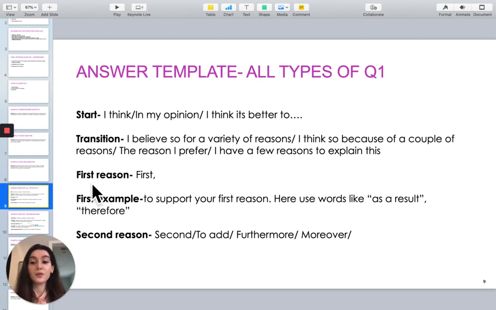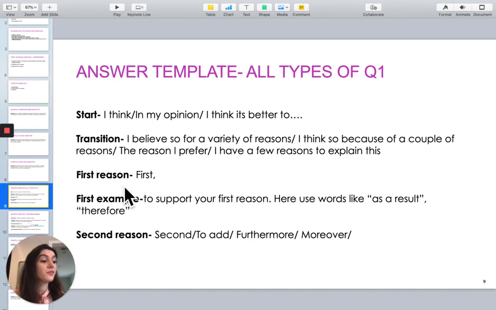Then you're going to give your first reason by saying something like first, or you can say just start with your reason. It's totally fine. Then you're going to give your first example. Remember, now this first example that you are going to give is going to support the first reason that you just gave. Okay? And by supporting the first reason, what I really mean is that whatever reason you gave, make sure that through your example, you prove that that reason is correct.